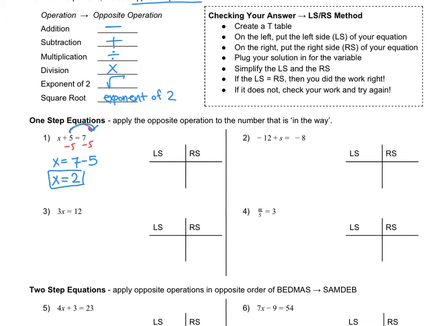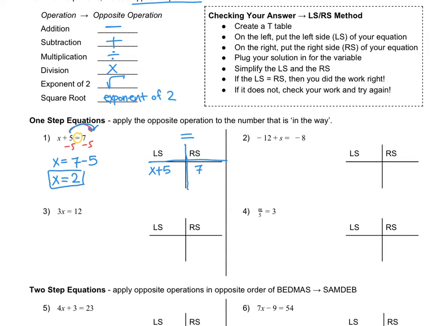Now, what's really nice about linear equations is that after you do an equation and you solve for it, you can check and see if you got 100% on it by doing a left side, right side check. So you'll notice I've already set them up. But really, all you're doing is creating this little T-chart. You're going to put the left side and the right side on top. And the left side and right side is the left side of the equal sign. Okay, so here's my equal sign. On the left, I have x plus 5. And on the right side, I have 7.